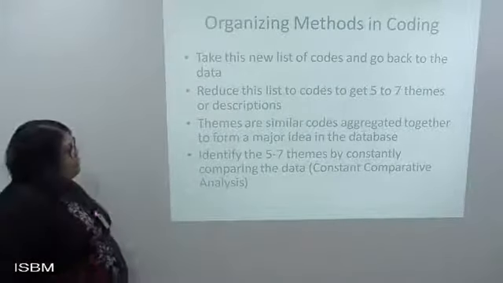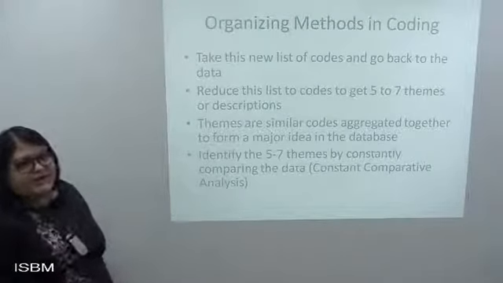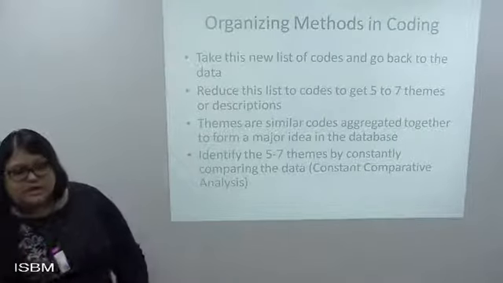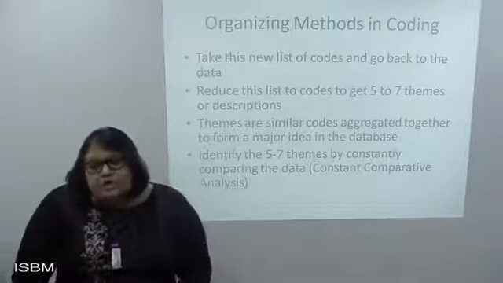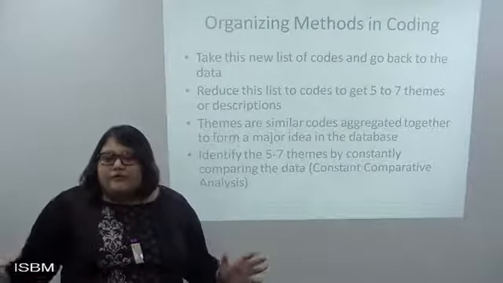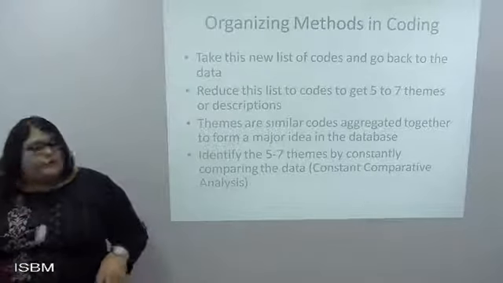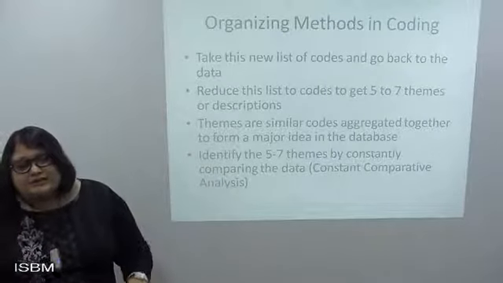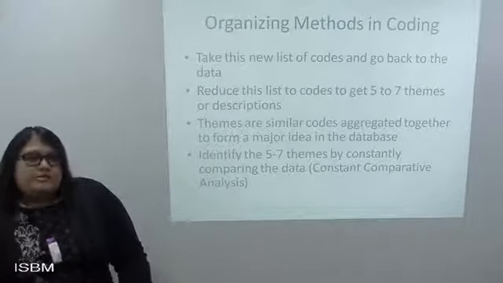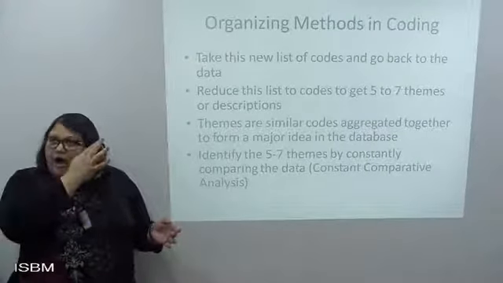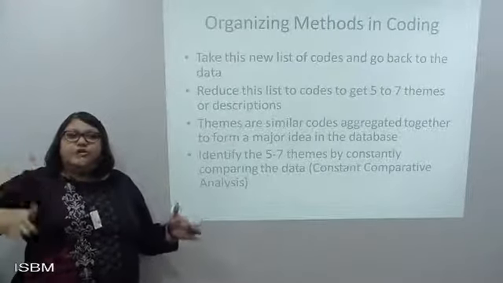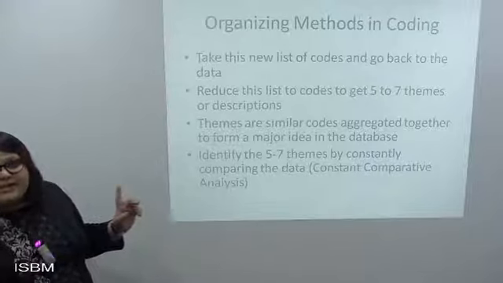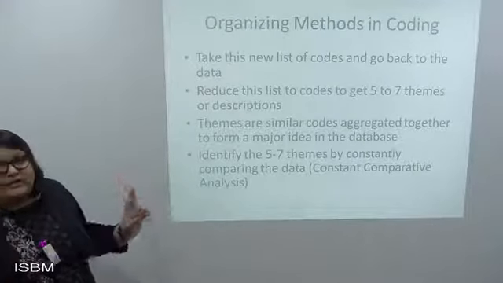Now, organizing methods in coding. How will you technically organize a code? Take the new list of codes and go back to the data. You have already collected your data, made codes, revised the codes, and made a newer list of codes. Now you need to reduce this list to get 5 to 7 themes or descriptions. So after coding the data, you further subdivide the codes until you get 5 to 7 prominent themes after going through an axial coding system.